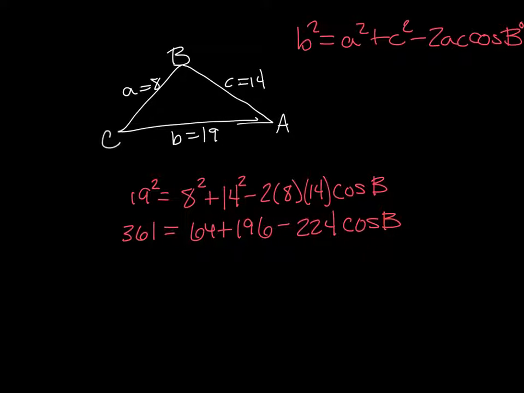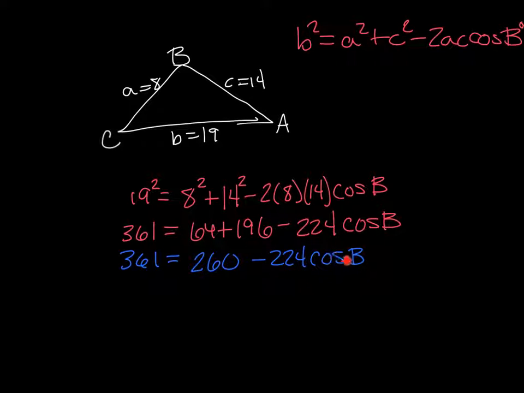Now, here's the big mistake people make. You got to back up here a little bit. Okay, we have a 64 plus 196 minus 224 cosine B. This 224 is attached to the cosine B. I cannot subtract 224. All I can do is add those 2 together. So I've got 361 equals 64 plus 196, which is 260 minus 224 cosine B. Okay, now I've got 224 cosine B. That's stuck there. So think of this as like being 224x. I can't put that together with that, right?